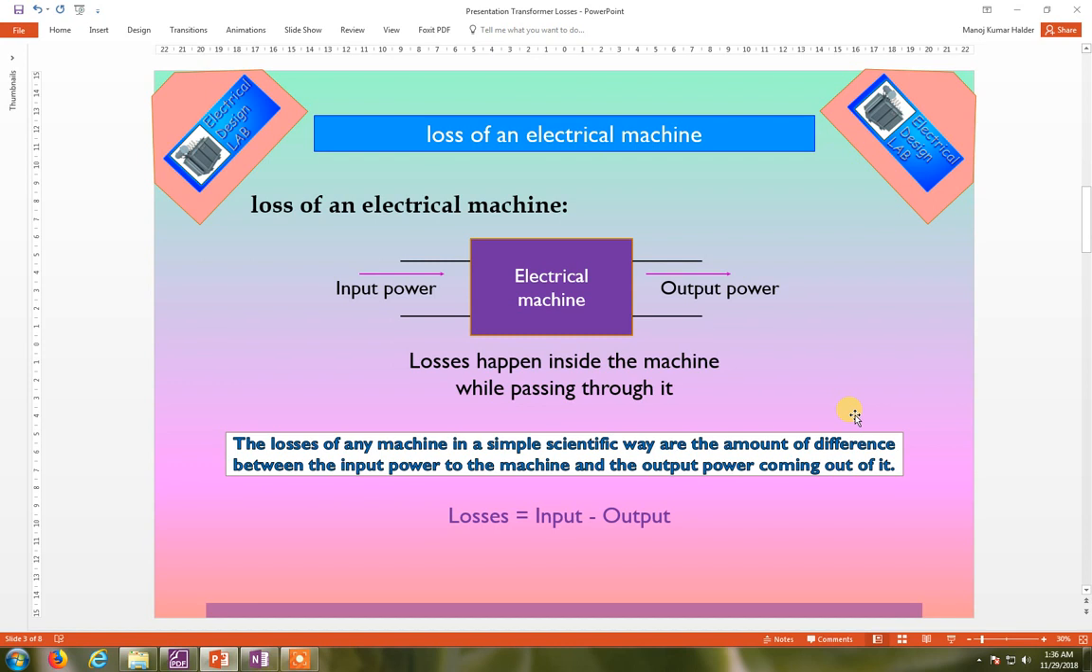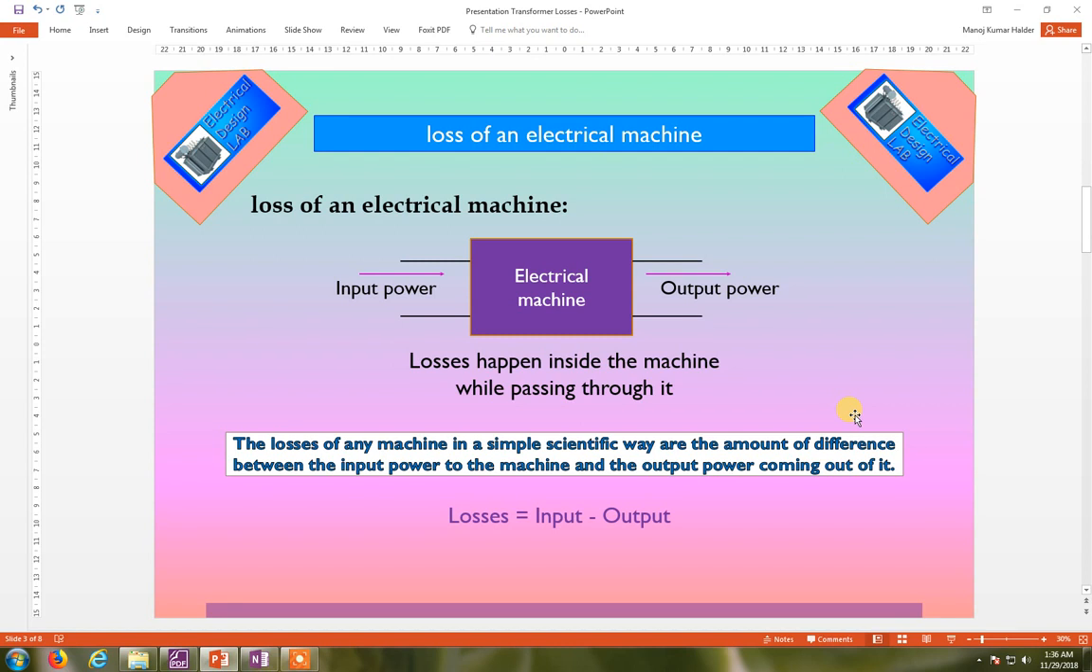So in this lecture sequence, our first topic is loss. What is loss? Very interesting topic. For an electrical machine, what we give to its input, we are not getting as the whole power after processing. That means input power is not equal to the output power.